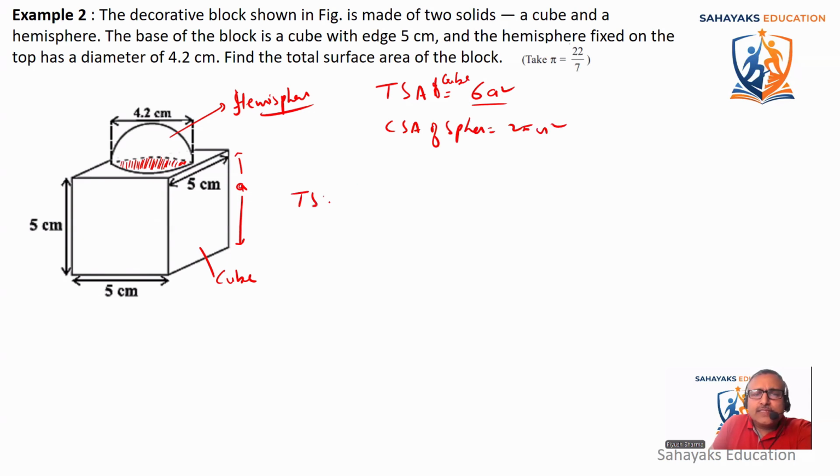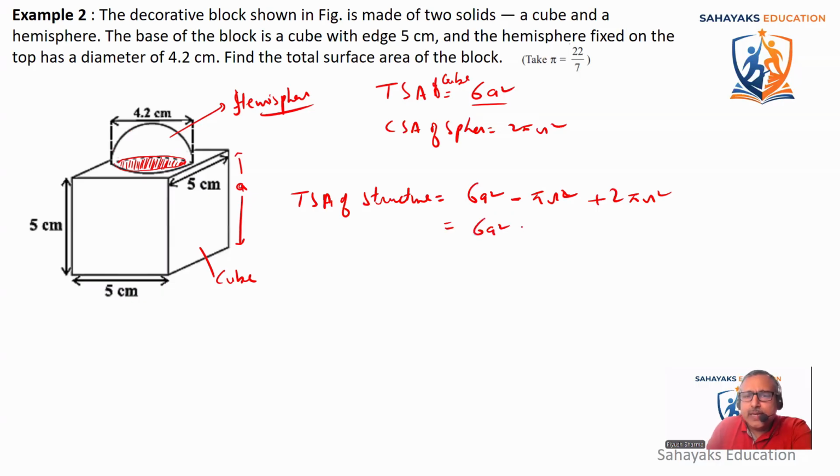Now, total surface area of structure is equal to 6a square. So we have considered the total area of the cube, but we are subtracting the area of the circle, which is given here as pi r square. And then we are adding the curved area of the hemisphere, that is 2 pi r square. Okay, so 1 pi r square will cancel out. So it becomes 6a square plus pi r square.